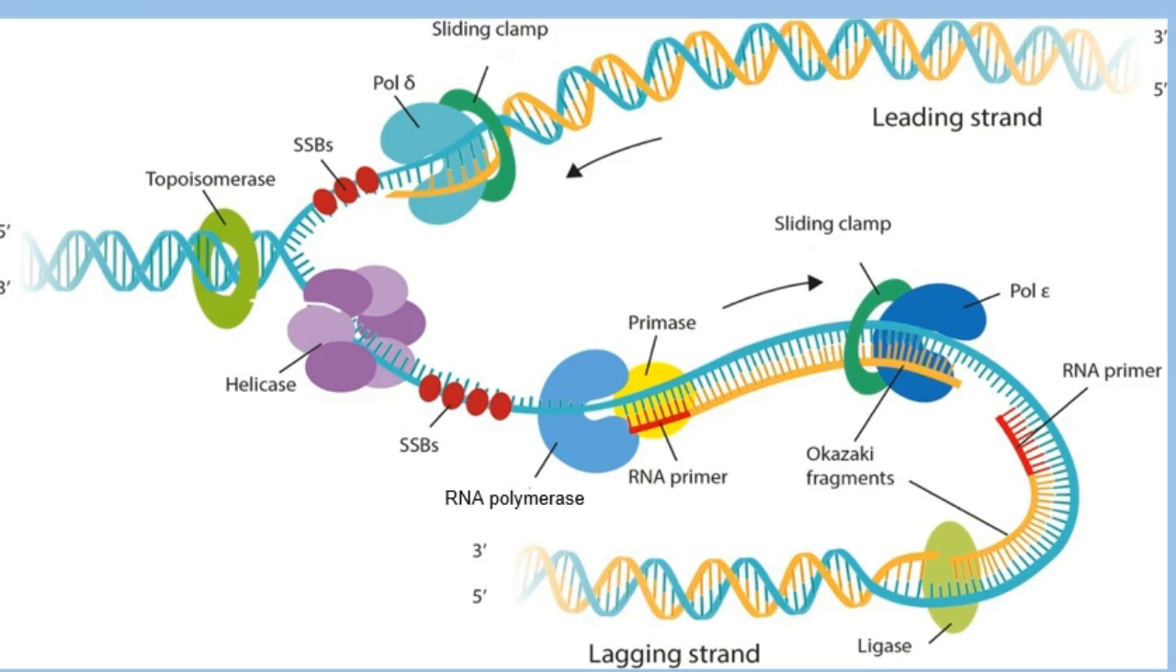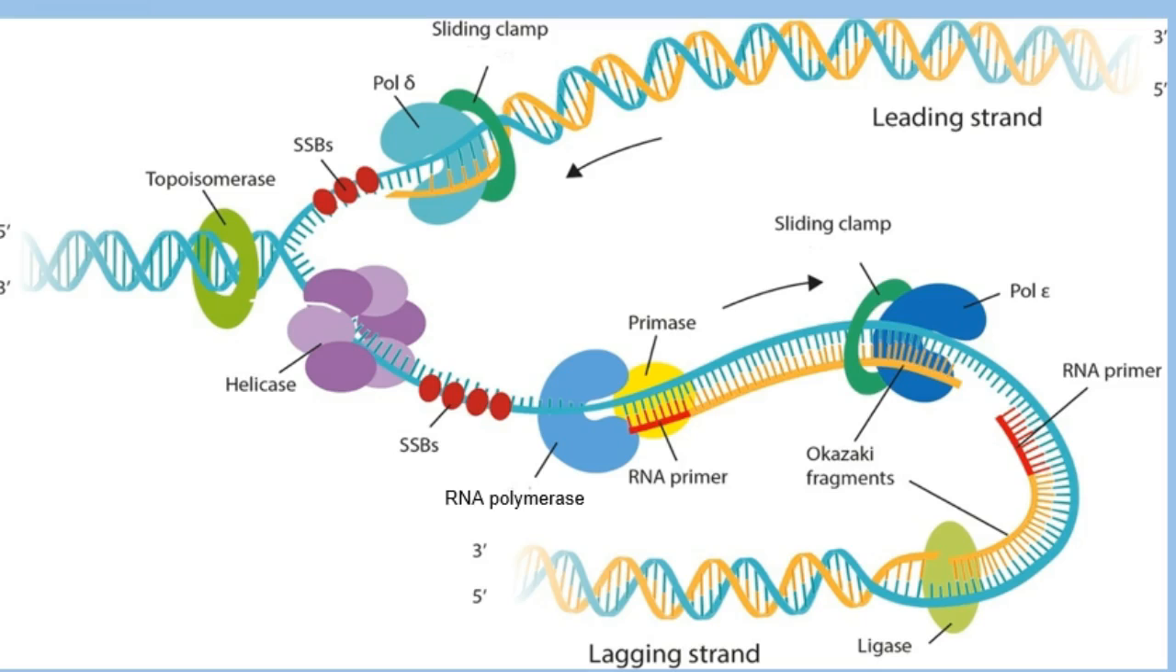So this is just the picture previously shown, but now we know all the players in the picture. You can see the RNA polymerase at the bottom working together with primase to form an RNA primer. You can see DNA polymerase adding bases, and further down you can see ligase joining the 2 Okazaki fragments.